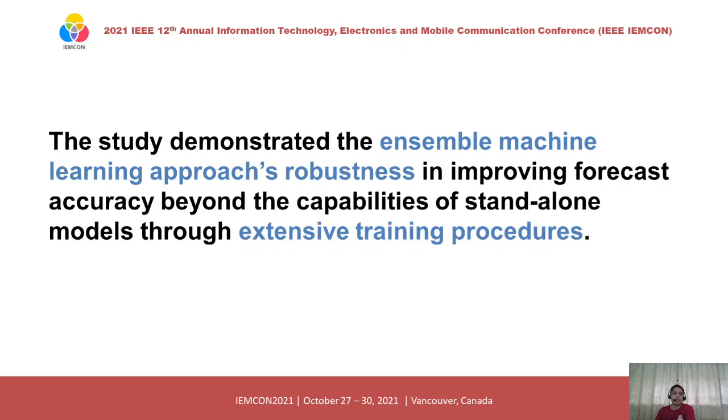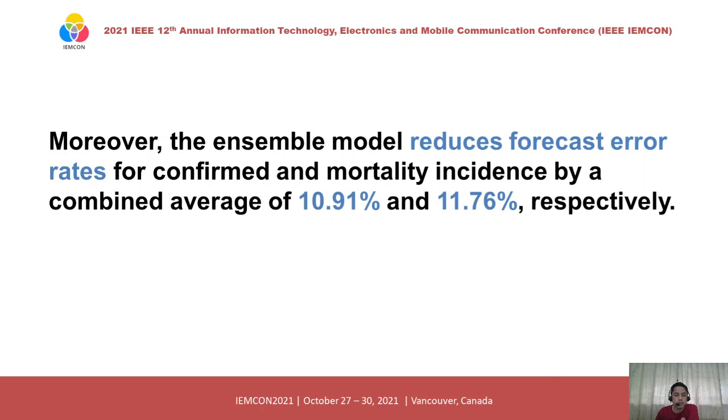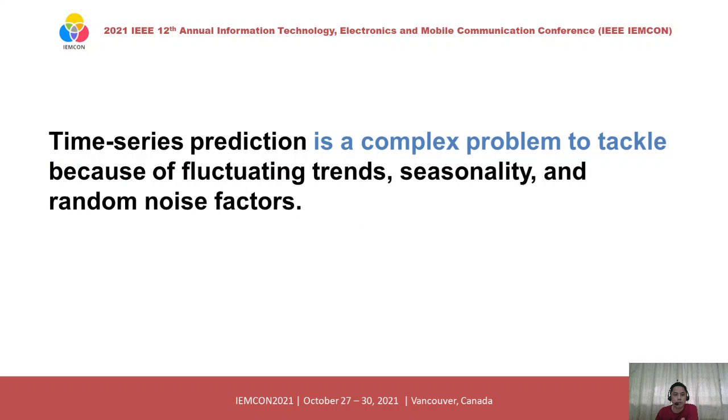So the study demonstrated the ensemble machine learning approach's robustness in improving forecast accuracy beyond the capabilities of standalone models through extensive training procedures. Empirical results show that the ensemble model outperforms both ARIMA and SLSTM with a collective mean prediction accuracy for unseen data of 93.53% and 87.97%. Moreover, the ensemble model reduces the forecast error rates for confirmed and mortality incidence by 10.91% and 11.76% respectively.